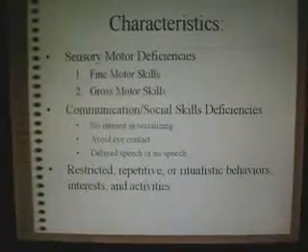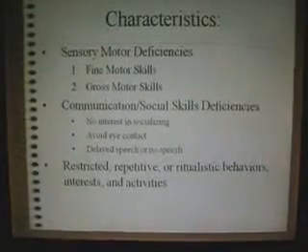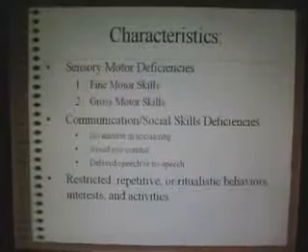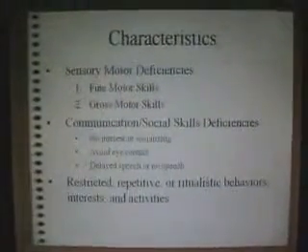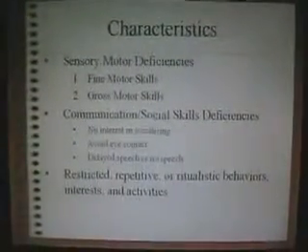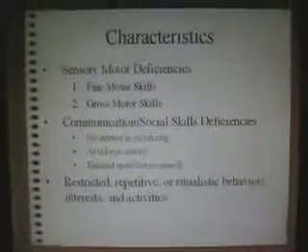Also, another characteristic of autism is restricted or repetitive or ritualistic behaviors, interests, and activities. Sometimes you'll see a child engaging in hand stereotypy or vocalizing. And also, you may see children lining up objects in the environment, such as their toys.